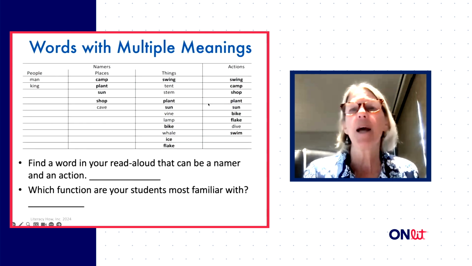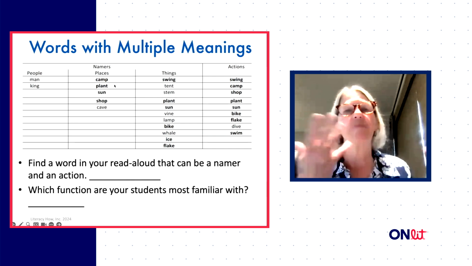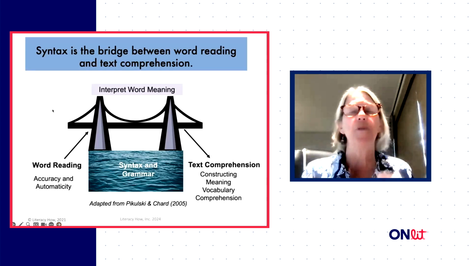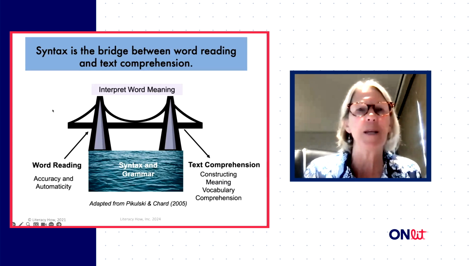And sometimes kids don't know that action, right? They may be very familiar with the plant, right, that grows in the yard, but when you plant something, they might not know the verb. Bike, they know it as a namer, but they might not know it as a verb. So just make sure your kids know both uses of those multiple meaning words.